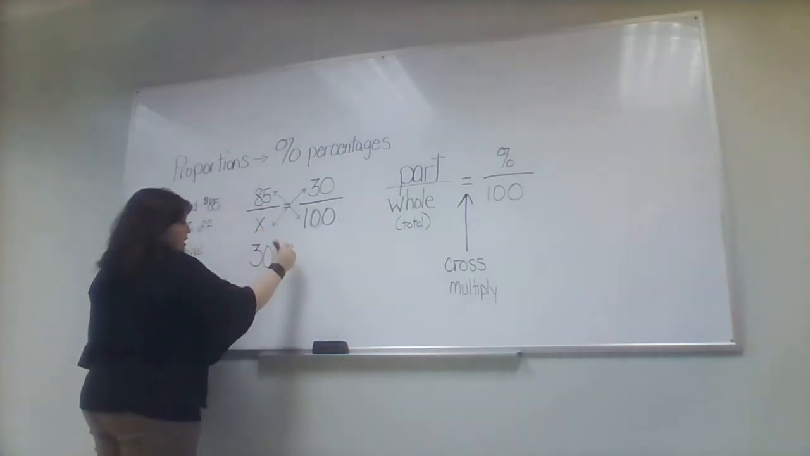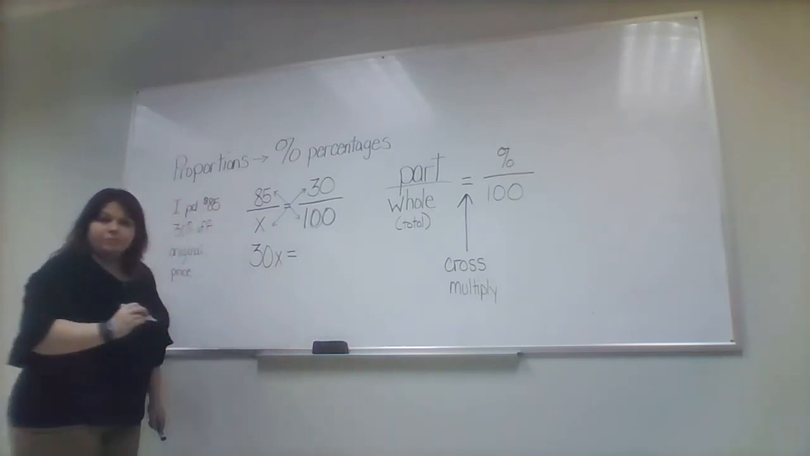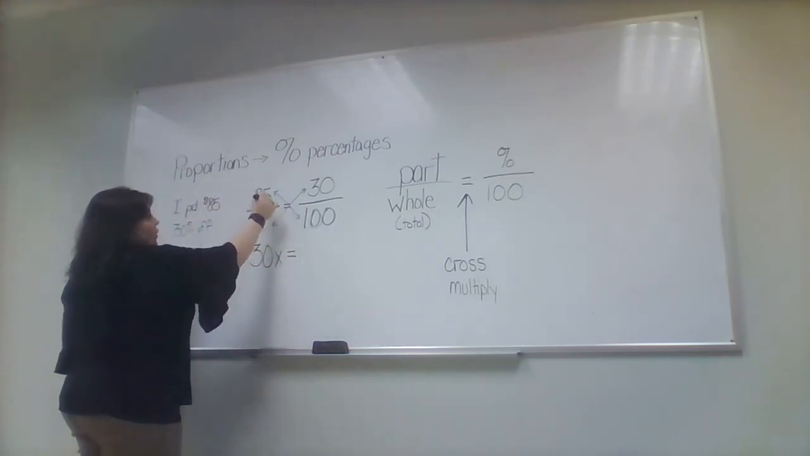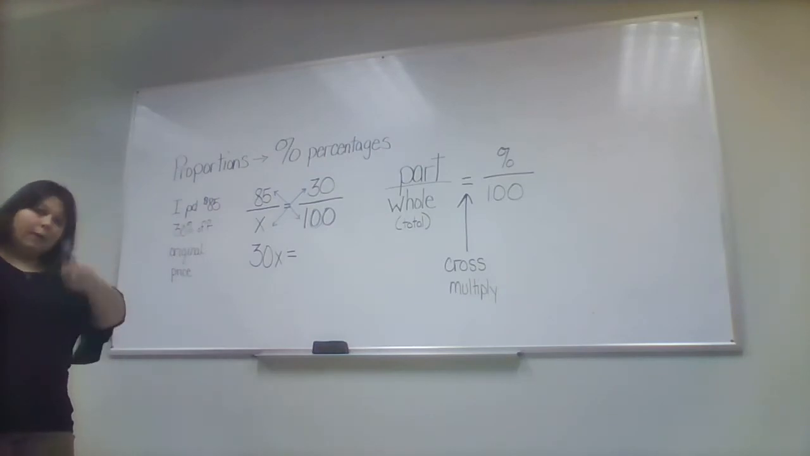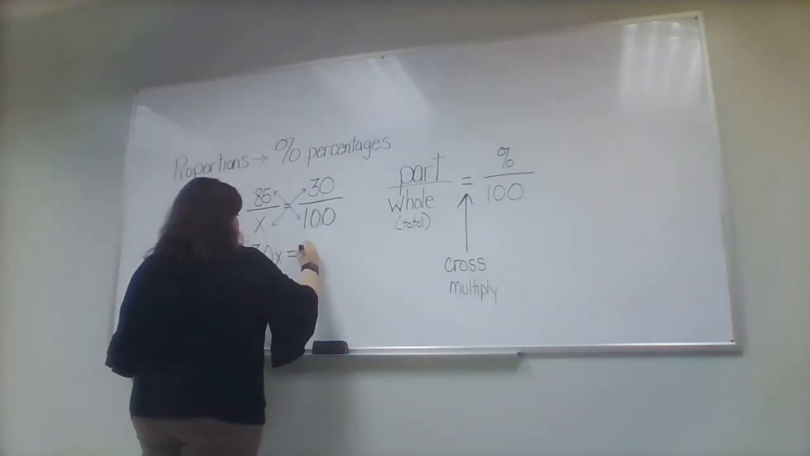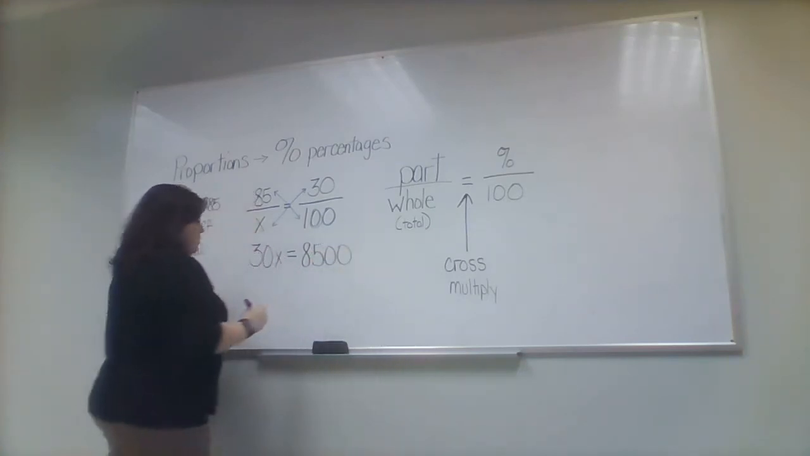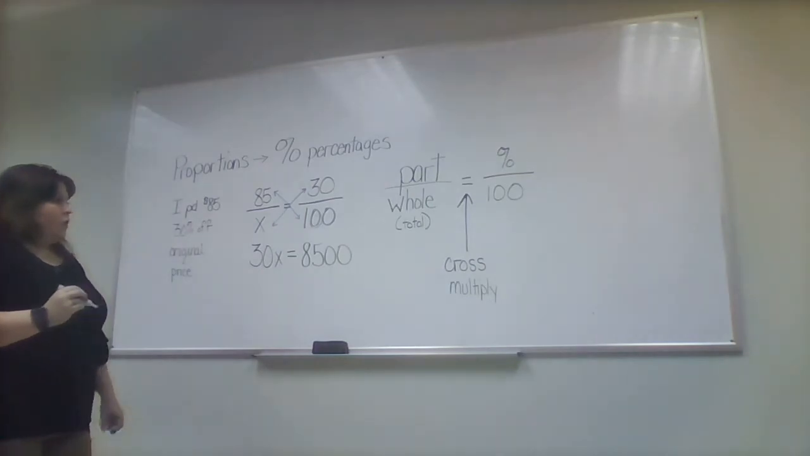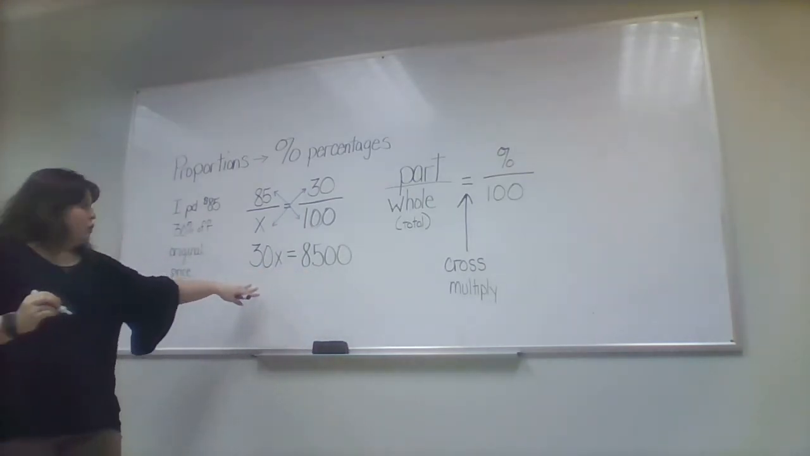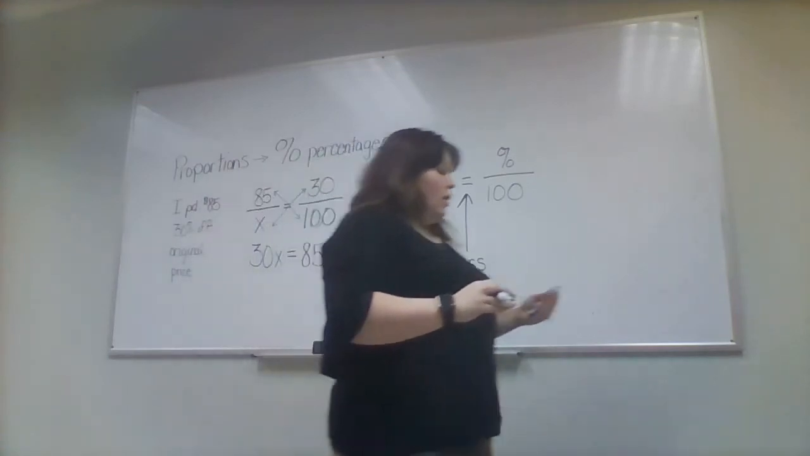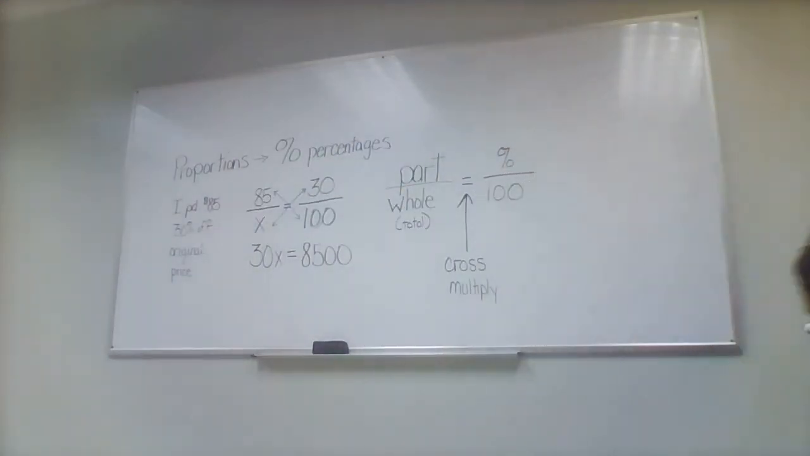And then we're going to carry down that equal sign, and we're going to multiply the other way. So 85 times 100, pop it in your calculator. So we should end up about here. So we know that 30 X's are 8,500, so that means that 30 shirts would be 8,500. But we still need to figure out what one shirt is.